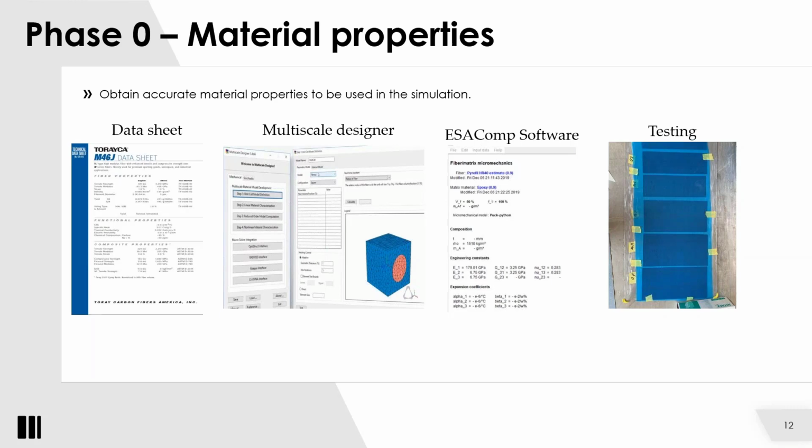As I said, next up is obtaining really precise data about the carbon fiber you use. Of course, you should have a data sheet. In addition, we use Multiscale Designer and Ethercomp, and of course we do physical testing to be sure that there's no mistake in any of the simulation or in the data sheet.